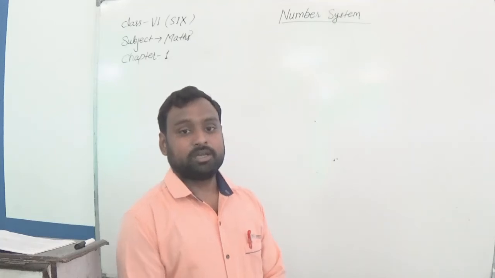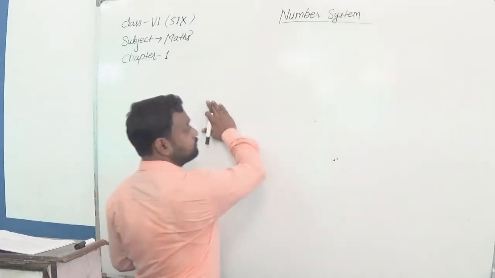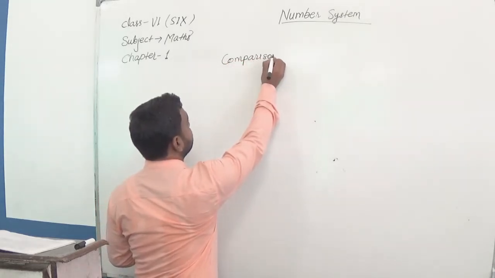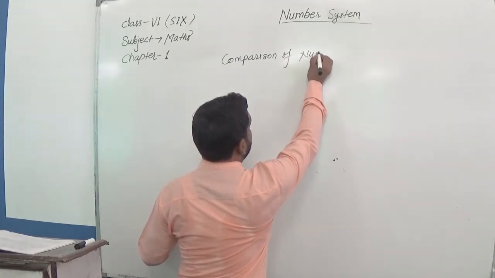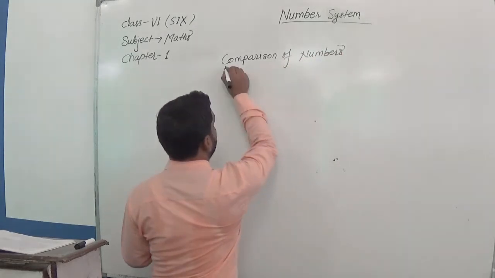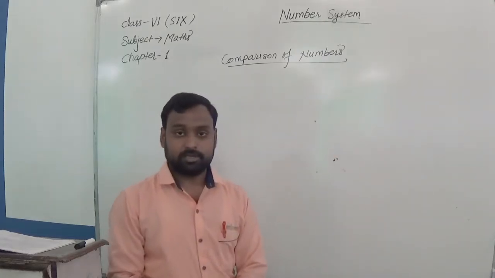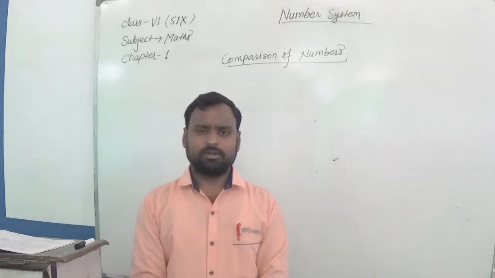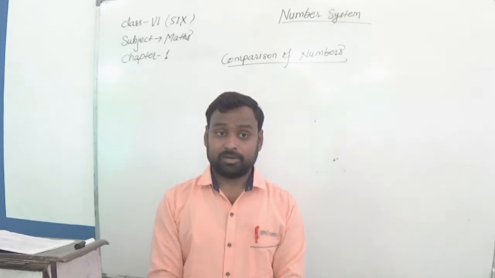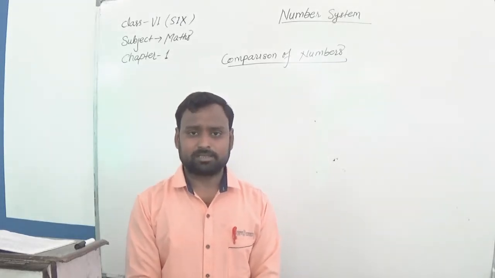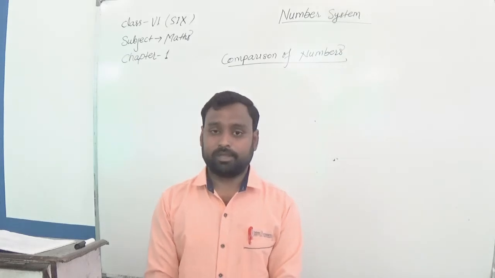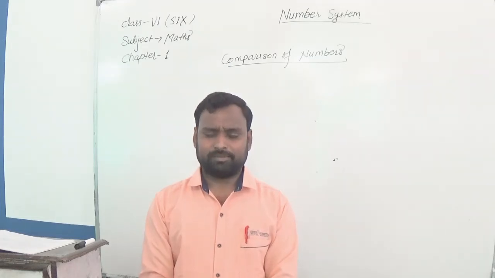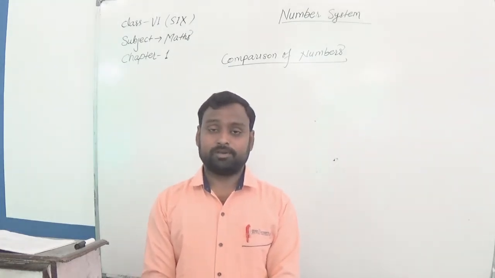First we start with comparison of numbers. It is very interesting because when we see a 2-digit number, 3-digit number, 4-digit number, we easily recognize which is greater and which is smaller. As you are in standard 6, you can easily recognize which number will be greater and which number will be smaller.